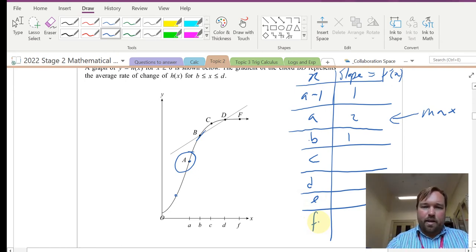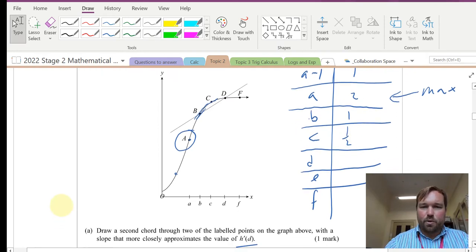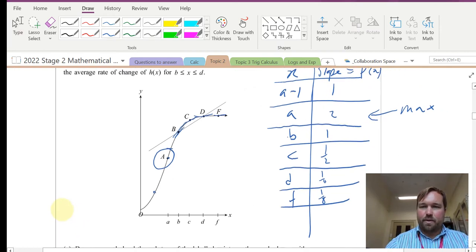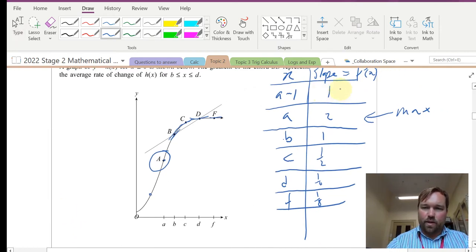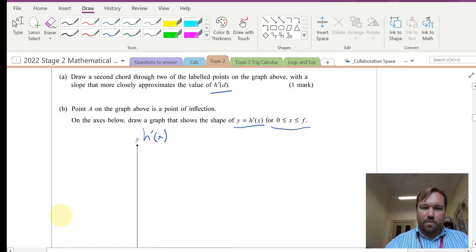Alright? If I'm saying the slope at B is 1, the slope at C is still positive, but it's less. The slope at D is still positive, but it's less. The slope at F, don't ask me why we skip E, is still positive, but it's less again. We're almost flat. So what's going to happen is we're going to start low at 1, go up to 1, back down to 1, and slope off like that. And that's the shape we're looking for.